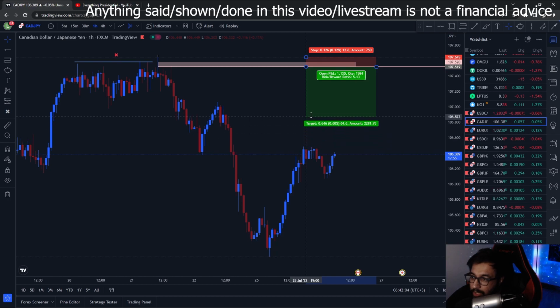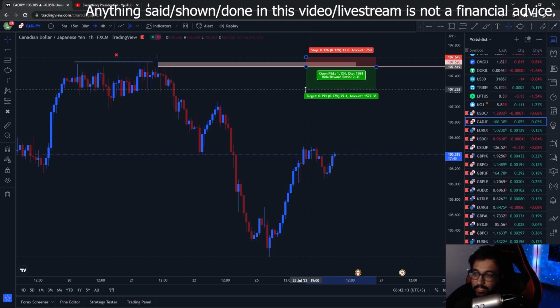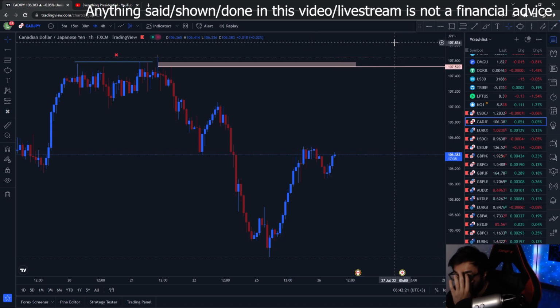And let's say we want a 2-to-1 minimum. So it'll be something like this. But what I'm anticipating is that it will be a lot more than that. At least 100 pips. But this is not guaranteed.